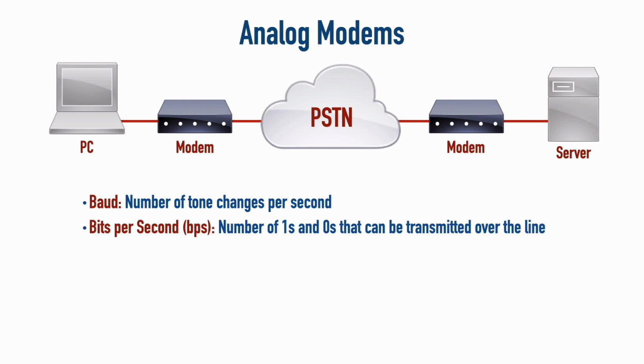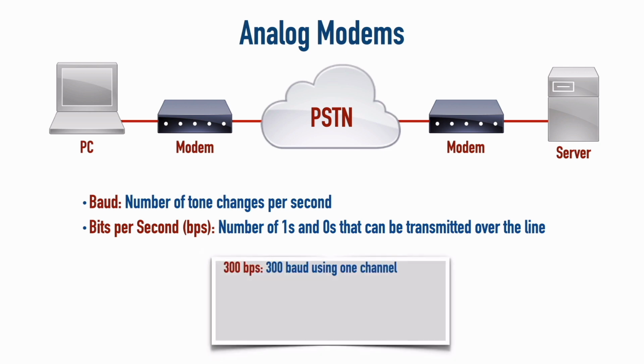The challenge comes in when we try to have more and more tone changes per second. If that number gets higher and higher, then the tone changes might not be generated correctly by the source modem such that they can be interpreted by the destination modem. So let's take a look at how we get some of those higher speeds.